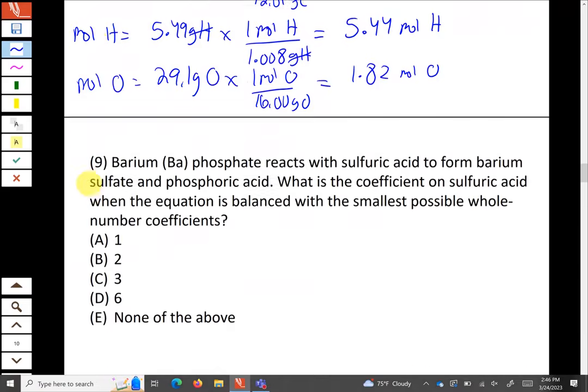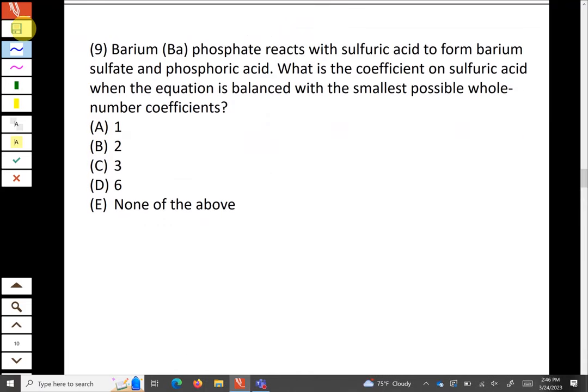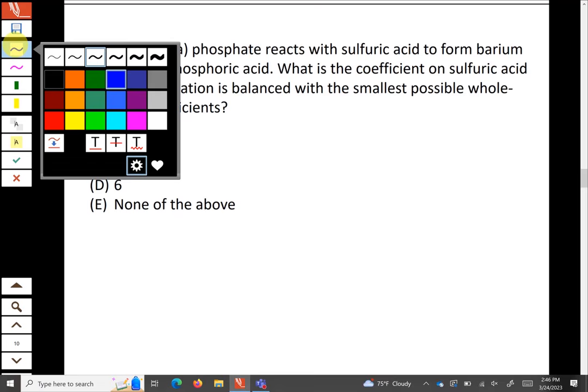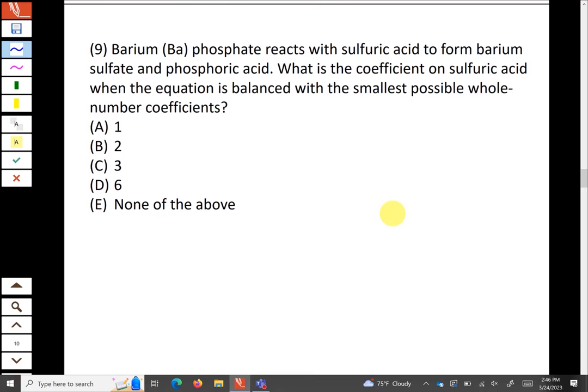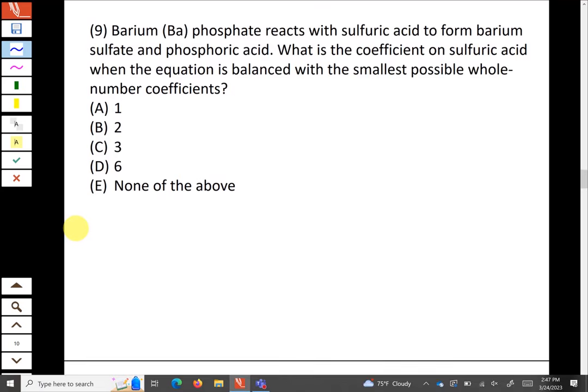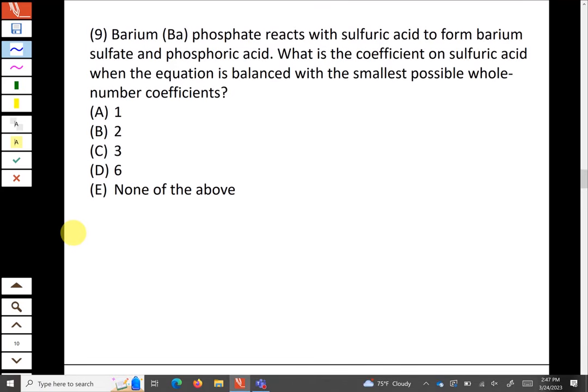All right, number 9. So this is a balancing equations problem. In this type of problem, we're describing the reaction to you, so you do need to be able to, again, convert names to formulas to be able to do this. We have barium phosphate reacting with sulfuric acid to form barium sulfate and phosphoric acid. What is the coefficient on sulfuric acid when the equation is balanced with the smallest possible whole number coefficients? So we need to get these chemical formulas right.